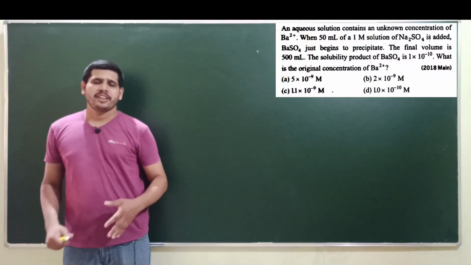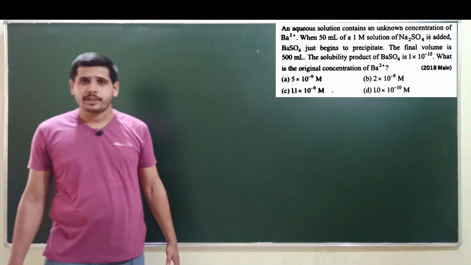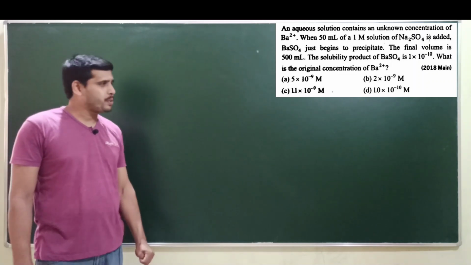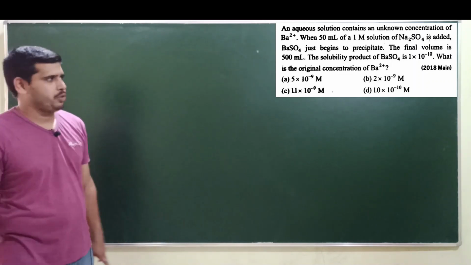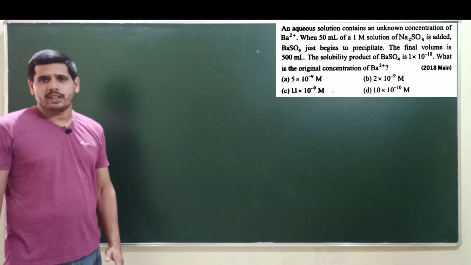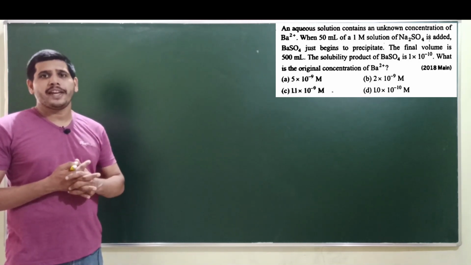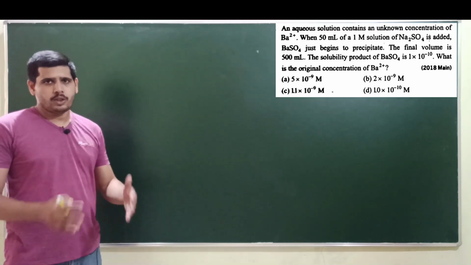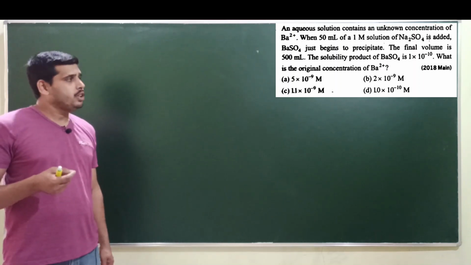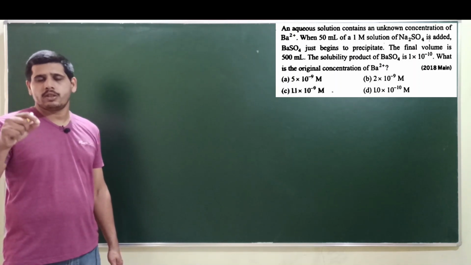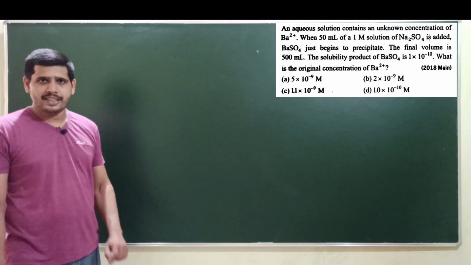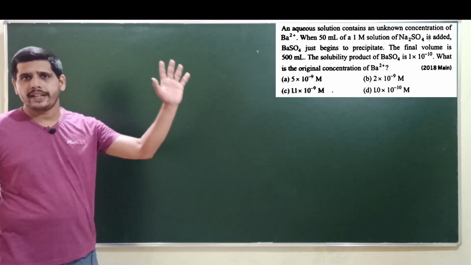Hello dear students, we have got a very interesting problem related to solubility product, ionic product, and the molarity equation. So what is given? An unknown concentration of barium 2 plus ion solution is given to you. Now to that, 50 ml of 1 molar sodium sulfate solution is added. Total volume becomes 500 ml.